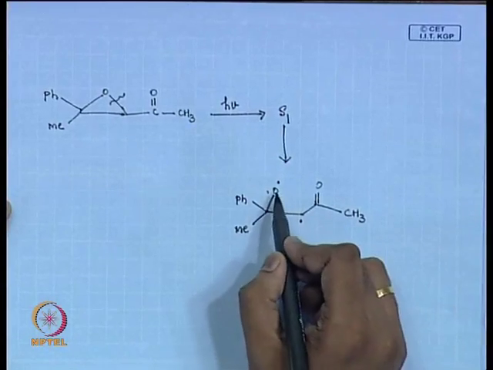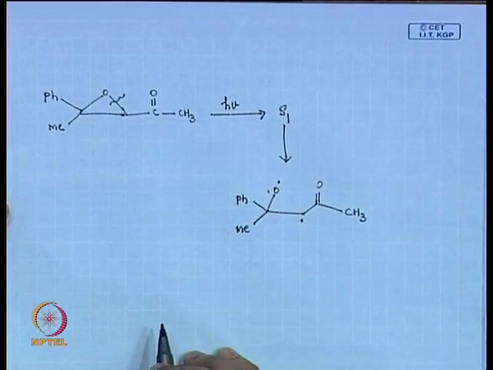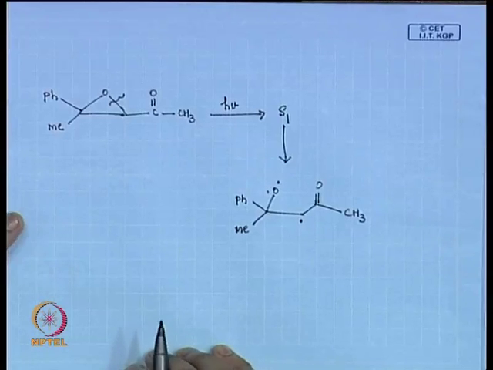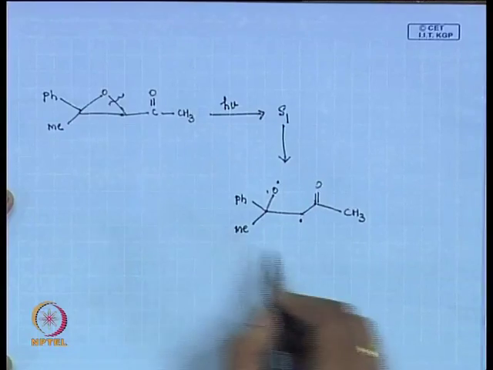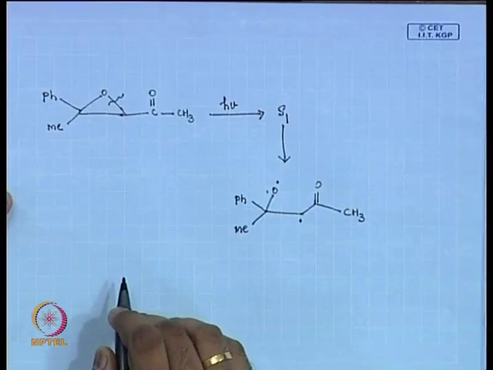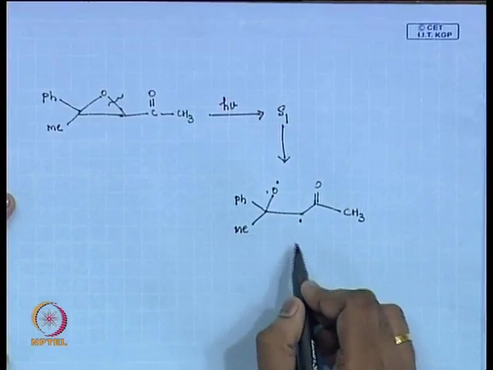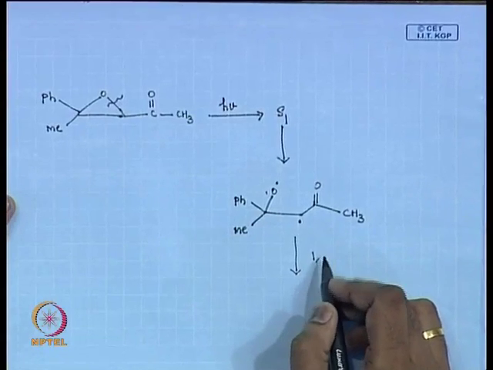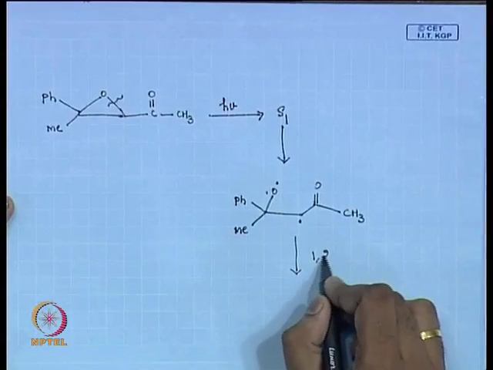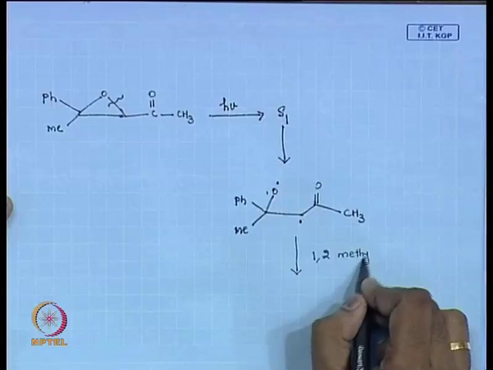Now it is again a 1,3 diradical system. What are you preferring to do here? You want to shift your methyl. Why are you not shifting your phenyl? You have an option here, right? I can say that I am doing a 1,2 methyl shift. I am asking why cannot you do a 1,2 phenyl shift?